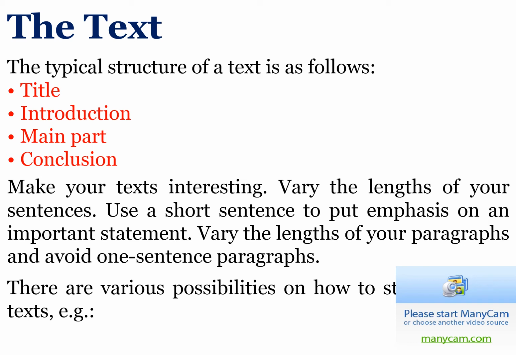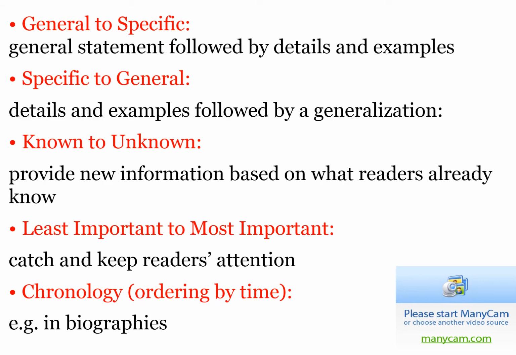To write a good text, you can use various possibilities such as the following. You can use one of the following rules: general to specific, which means using general statements or information followed by details and examples, or you can use the opposite, specific to general. You can use another rule such as known to unknown, least important to most important, chronology, which means ordering your data or information by time.